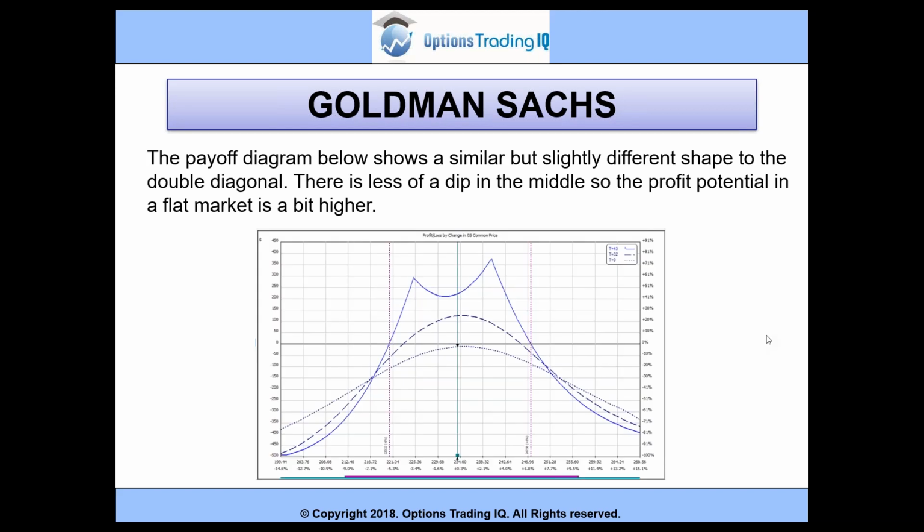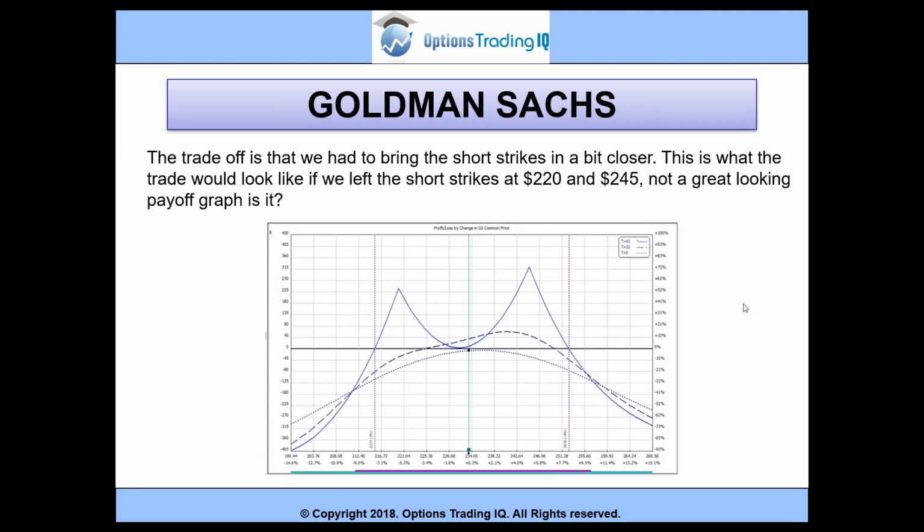The payoff diagram below shows a similar but slightly different shape to the double diagonal. There's less of a dip in the middle, so the profit potential in a flat market is a bit higher. The trade-off is that we had to bring the short strikes in a bit closer. And this is what the trade would have looked like if we had left the short strikes at 220 and 245. So not a great looking payoff graph there, I think you'd agree. Okay, so that's why I had to bring them in a little bit closer.